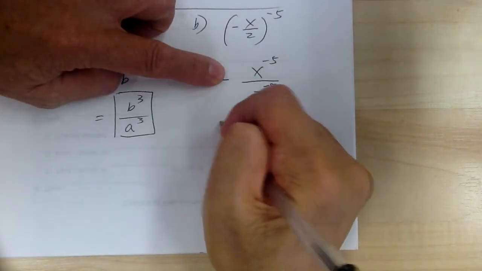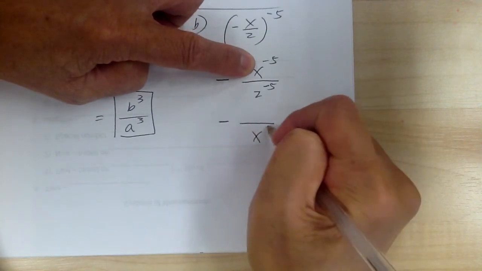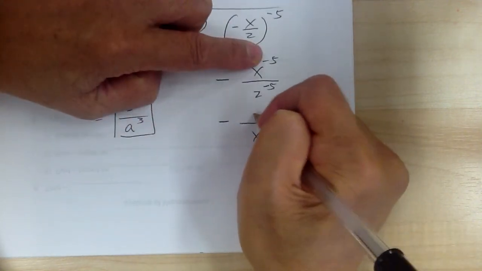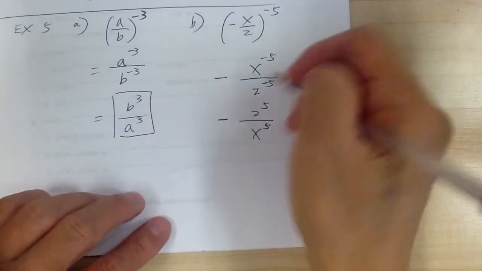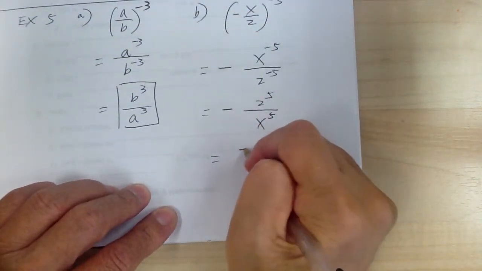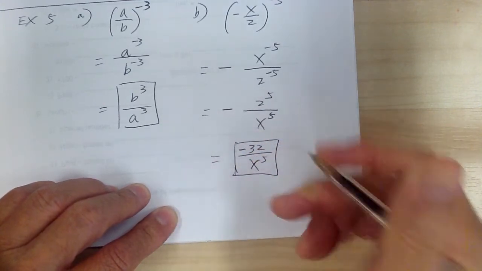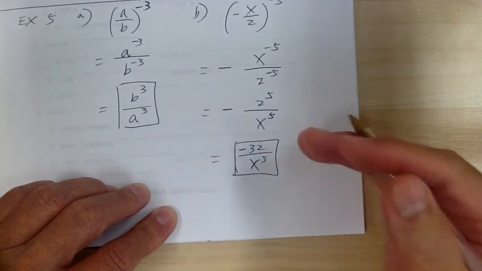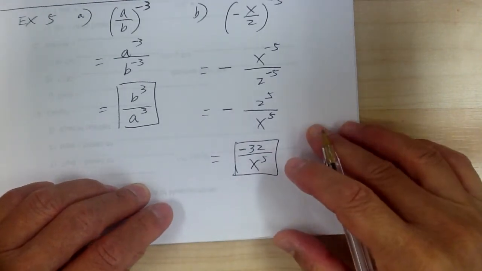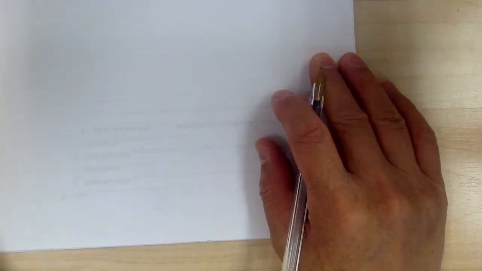So negative stays, right? It doesn't do anything. This one gets flipped to the bottom. This gets flipped to the top. And now I'm going to work it out. So 2 to the 5 power is 32. So it'd be negative 32 over x to the 5. And that's it. Again, do it step by step so you don't make mistakes. If you're going to do too many things, guarantee you're going to make a lot of mistakes.